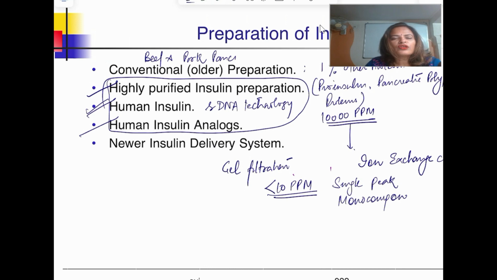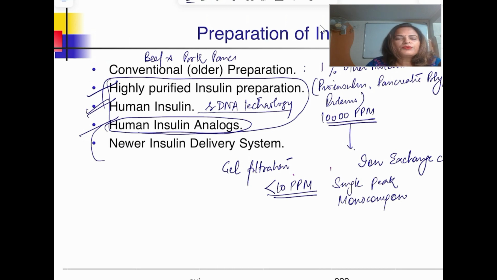They are more soluble, have a more defined peak, are more stable, and no antigenic reaction is seen with human insulin. These are the advantages of human insulin over the other insulins. We get it by recombinant DNA technology, and with recombinant DNA technology only, we get the human insulin analogs.